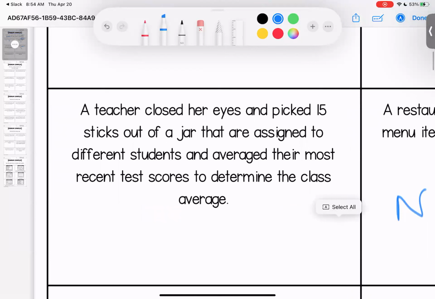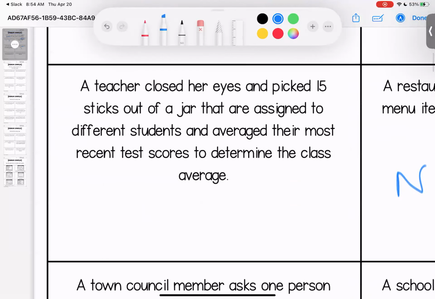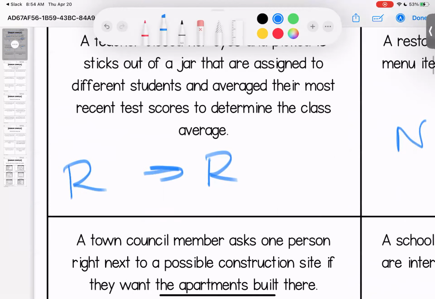A teacher closed her eyes and picked 15 sticks out of a jar that are assigned to different students and averaged their most recent test scores to determine the class average. This is random. She closed her eyes. She did not pick particularly. And this would be representative because she picked at random from the class to do the average.